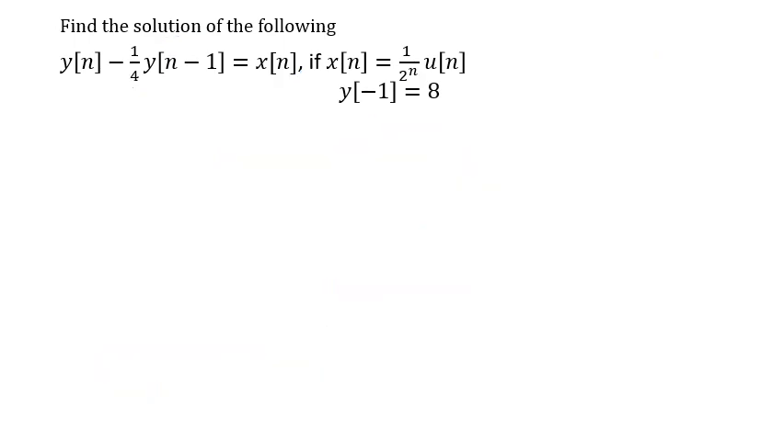So we have found the particular solution and the homogeneous solution. Let's write first the homogeneous solution. So the homogeneous solution is y_h of n, and this is equal to c1 into 1 by 4 power n. And the particular solution we just found is y_p equals 2 into 1 by 2 power n.